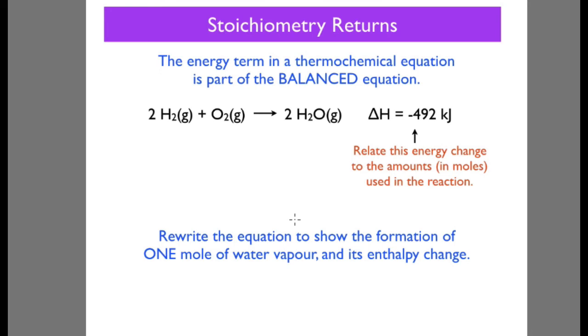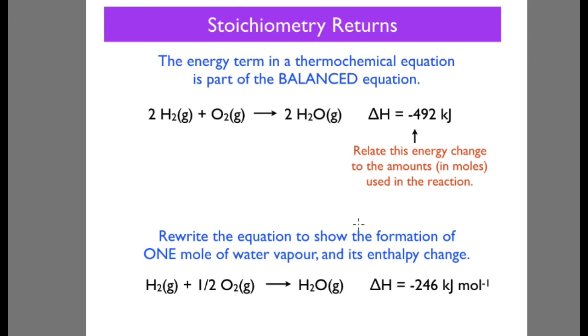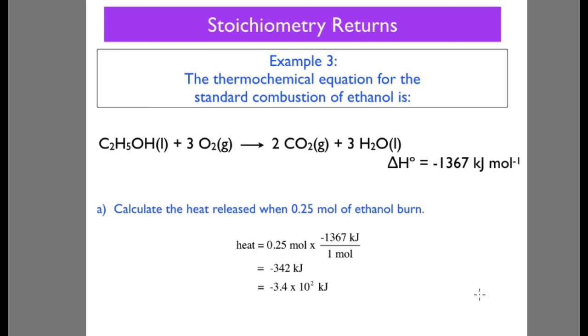If you wanted to rewrite the equation to show the formation of 1 mole of water vapor and its enthalpy change, we would need to halve everything. So we'd halve that to get 1 mole. If you halve that, obviously we know our molar ratios from stoichiometry. So you get half oxygen, you'd get just 1 hydrogen, and then you'd need to halve this too. So half of 492 is minus 246 kilojoules. So it's quite straightforward.